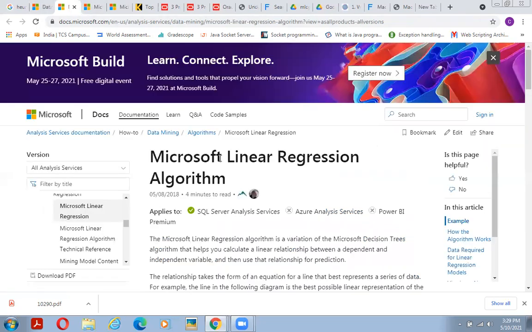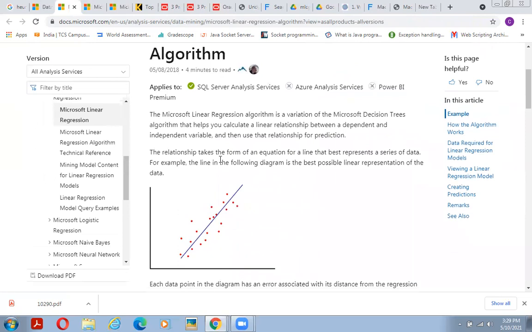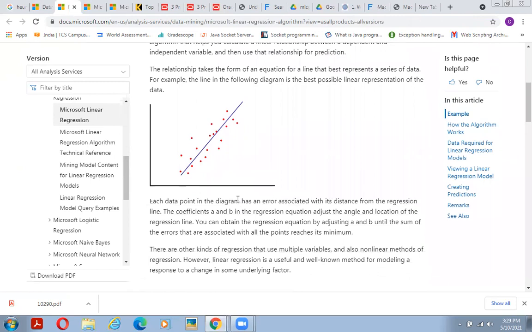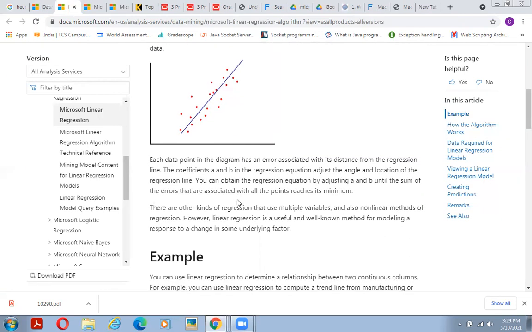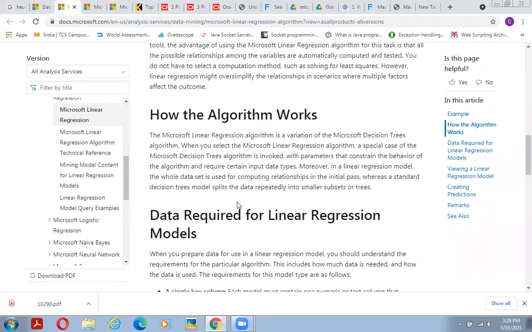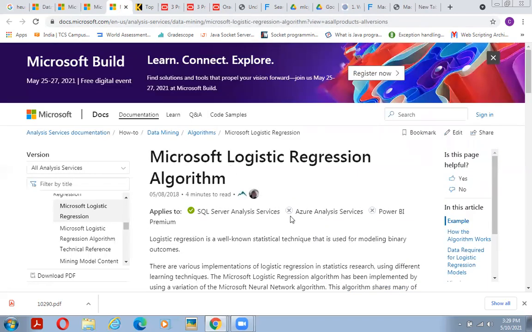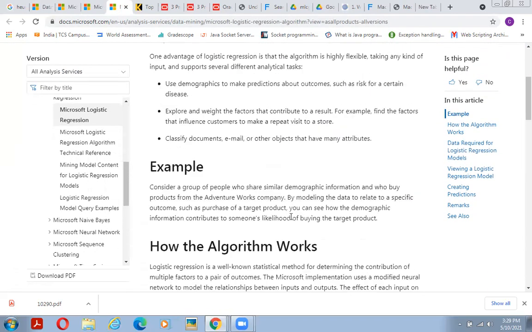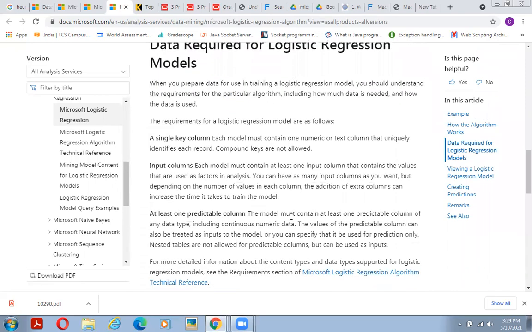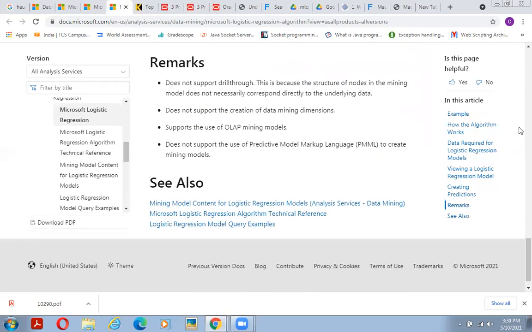So let's have an example of what the linear regression algorithm is all about. We have studied this, but I request you to please go through it and understand how it is modeled, how the algorithm will work and how we will get a linear regression. Then we have logistic regression, how the algorithm works, and how we will get regression models and create predictions about that.